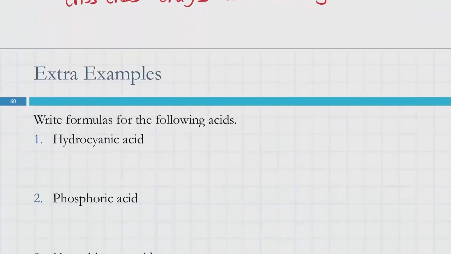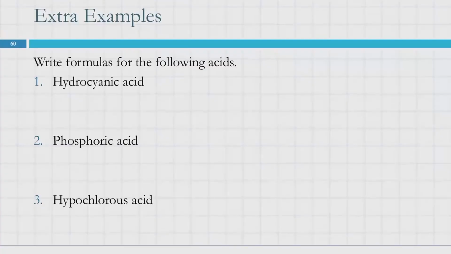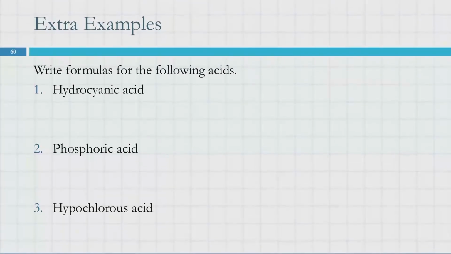Cool. Some more acid examples. Hydrocyanic acid is one that doesn't exactly follow our binary naming convention, but we still use it like it's a binary. And then we've got a couple of oxyacids. I'll give you some time to give these a shot, and then I'll go over them quickly. All right, hopefully enough time to get at least one of them done. So we want to write formulas for the following acids.